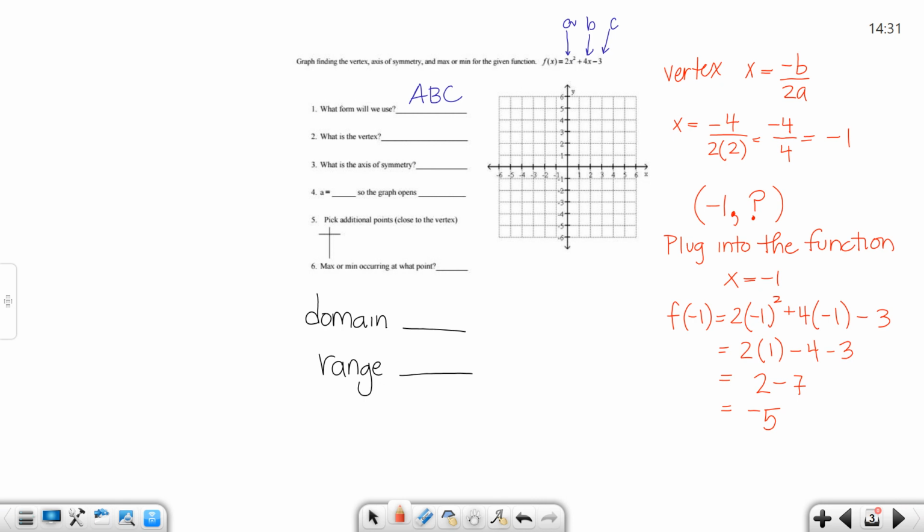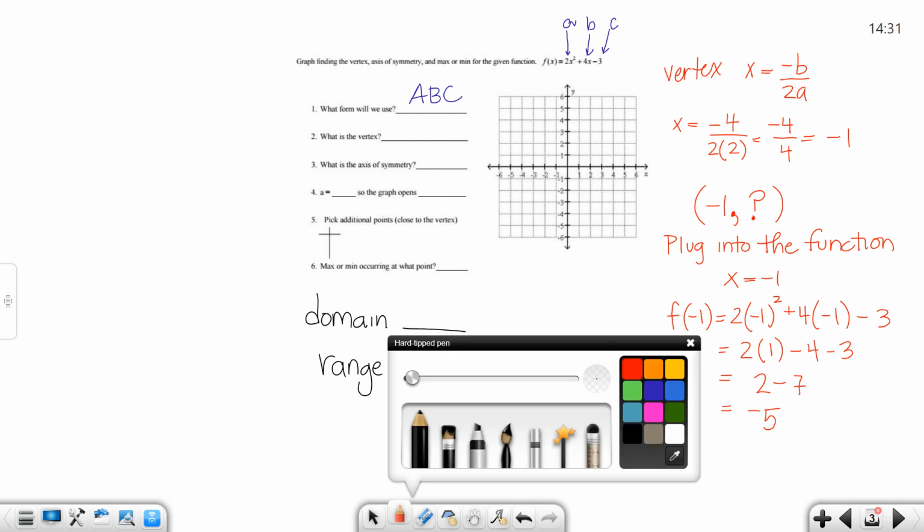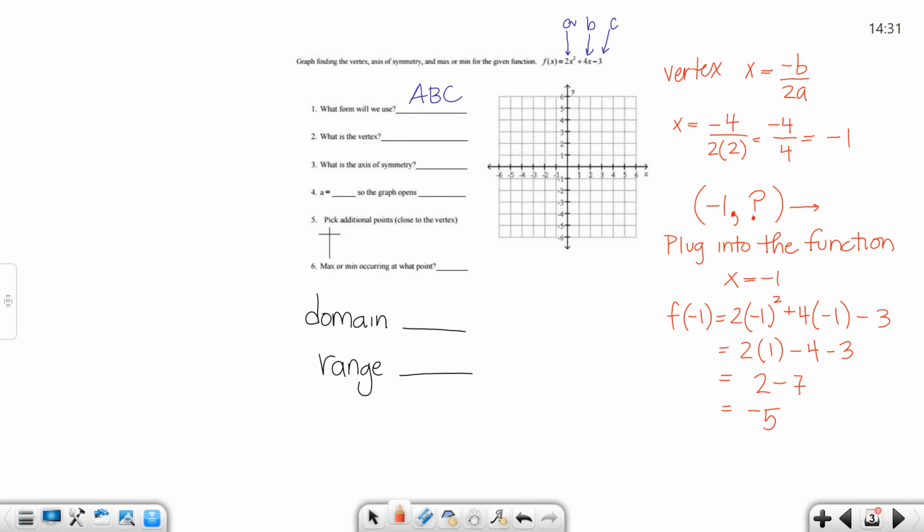Okay, so that means that my vertex is 1, negative 5. I'm sorry, that would be a negative 1. Don't leave off the negative. So it's negative 1, negative 5. So going to my graph, I'm going to start at the origin and go over to negative 1 and then down to negative 5. So there I am, and that would be my vertex.